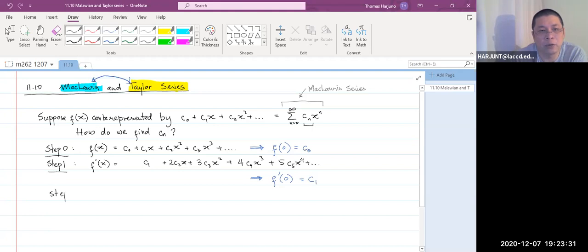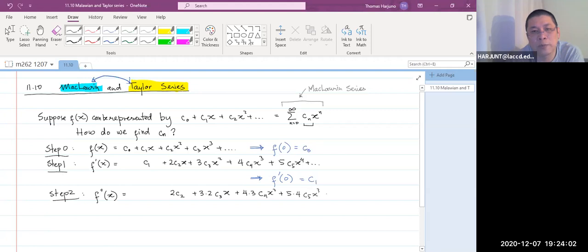I go to the next step. I do another derivative. We try to find patterns here, so I keep on doing derivatives to find the pattern on c_n. From here, if I do the derivative, I get 2c2 plus 3 times 2c3 x plus 4 times 3c4 x squared plus 5 times 4c5 x cubed and on. Then when I set x equals to 0 in f double prime of x, I will get 2c2, which implies c2 equals f double prime of 0 over 2.